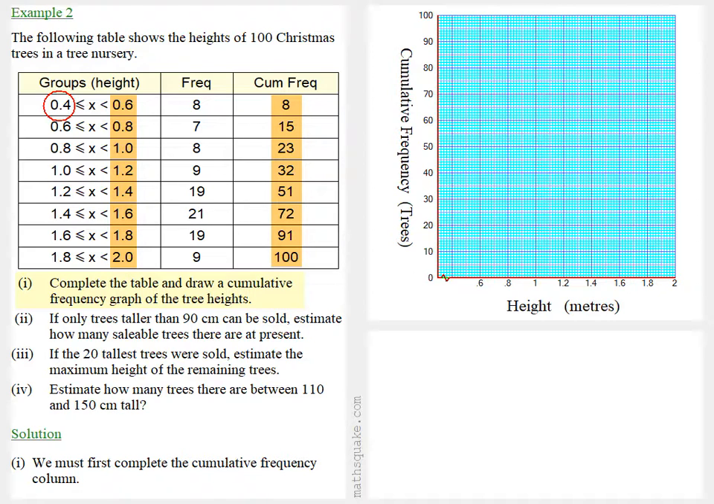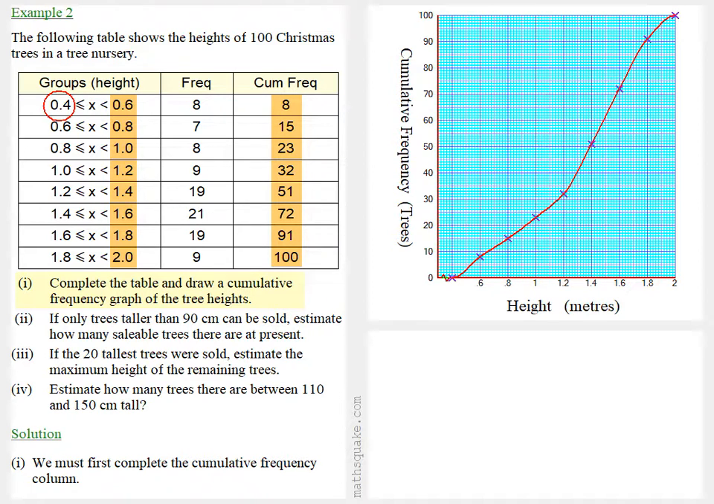Now to plot the points, we're plotting the upper limit of the height in the group column with the cumulative frequency. And remember, we've got the point 0.4, 0. Then we have 0.6, 8; 0.8, 15; 1.0, 23; 1.2, 32; 1.4, 51; 1.6, 72; 1.8, 91; and 2.0, 100. We can then join the points with either a straight line or a smooth curve.